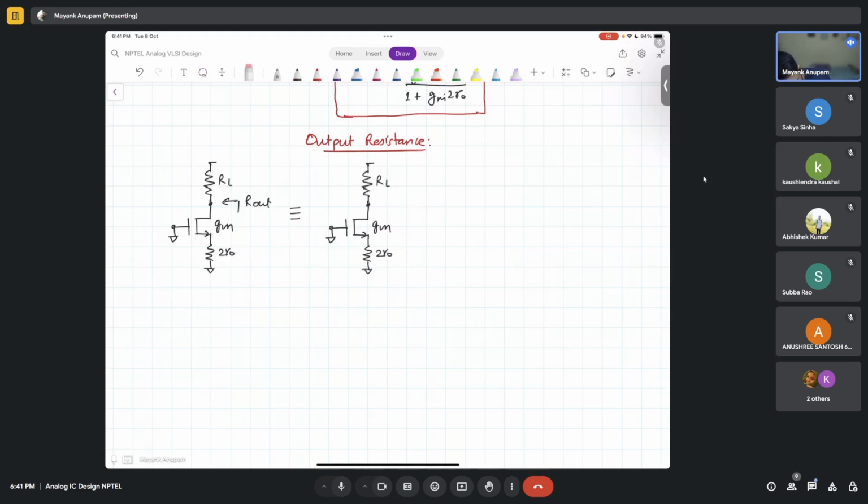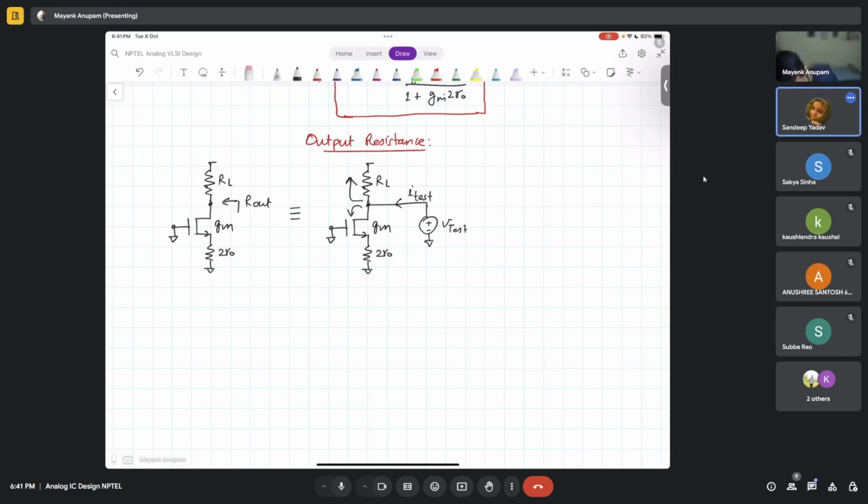So for finding R out, we know that we have to apply a test voltage, correct? V test, and then we have to find out what is the I test. So tell me this I test here, some part of it will split here and some part of it will split here, right? Is that understood?